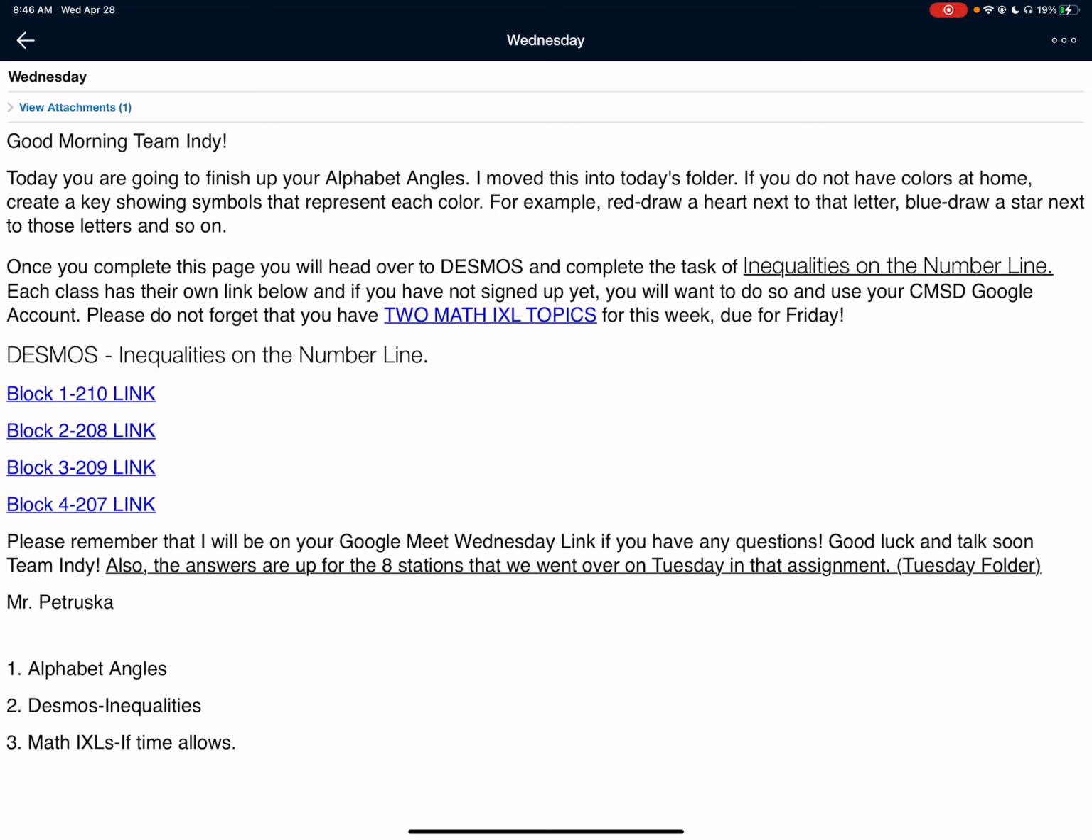So the third and final thing, if you have time, obviously that alphabet sheet could take you about 10 minutes. The Desmos could take you anywhere from 10 to 20 minutes. If you have time, remember, you can continue working on your 2 Math IXL topics for the week.